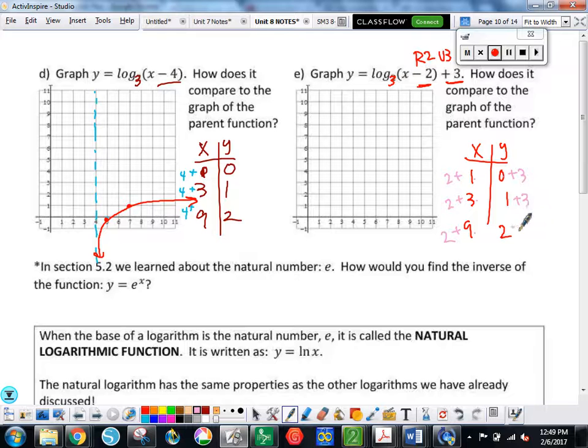You can do this on a table like I'm doing it right here, or you can graph the parent and just shift the points like I did yesterday. Either one of those is fine.